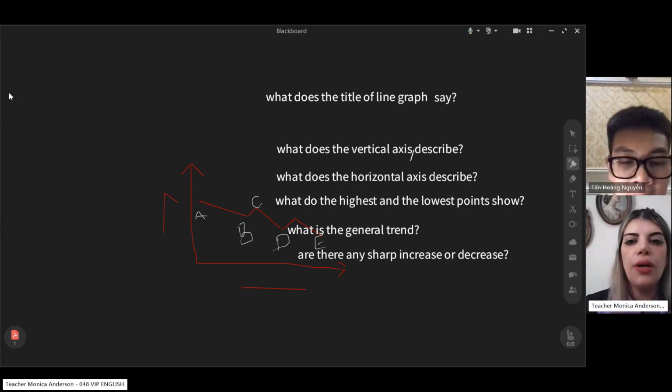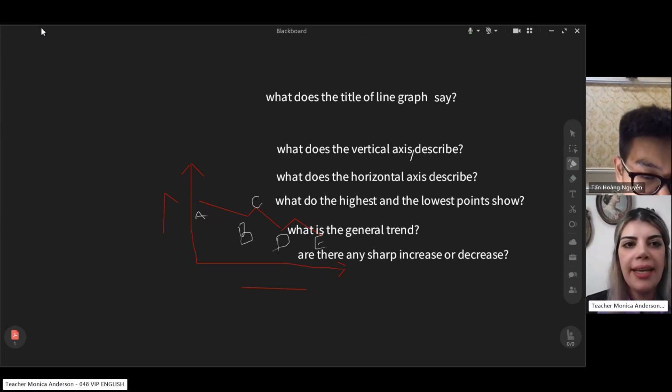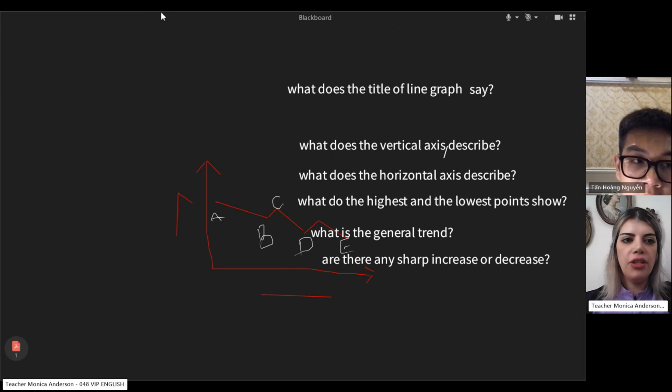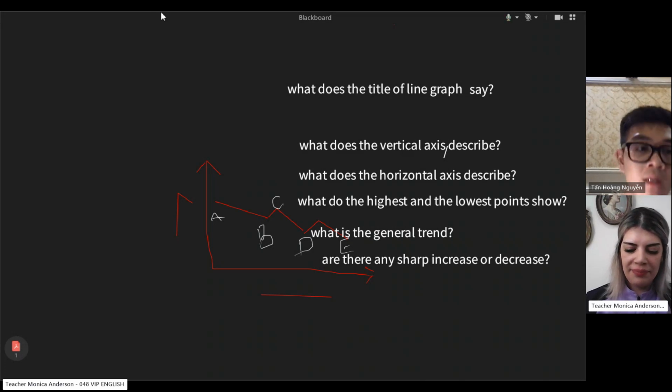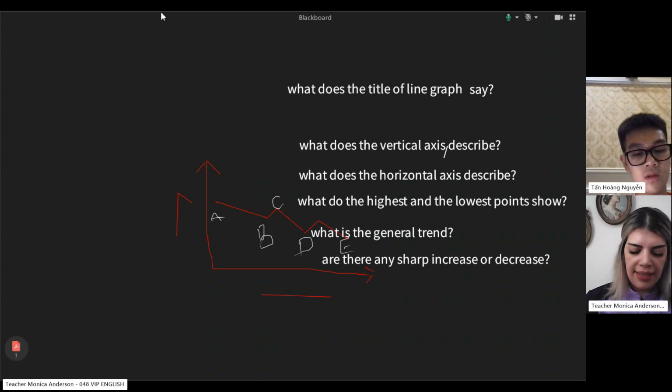So let's do an exercise about line graphs. Let me share a picture to do an exercise together. Just wait one moment. If you have any question, you can ask me while I'm sending the picture to you, because it takes a few minutes to find it and send it to you.